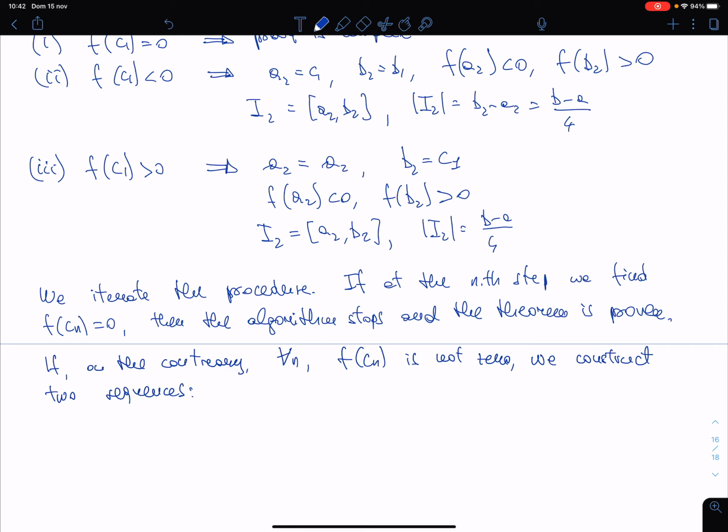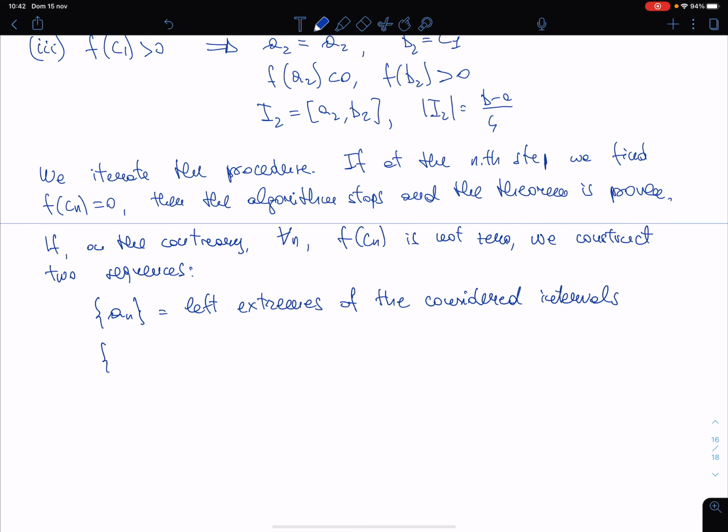The first sequence is a_n, which is the sequence of the left extremes of the considered intervals. And the second sequence is b_n, which are the right extremes.